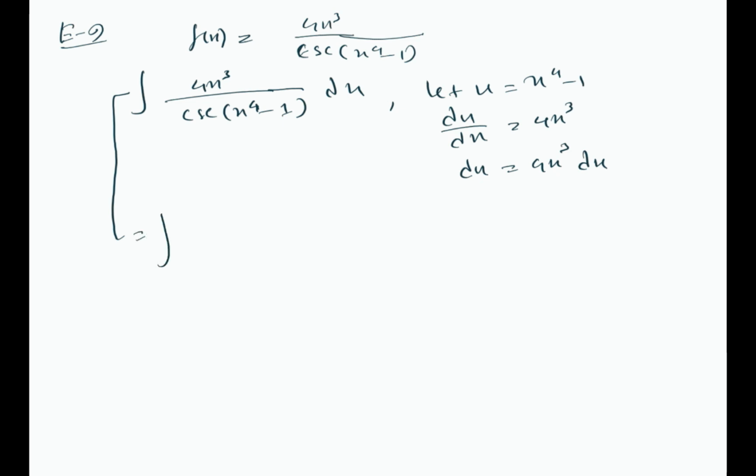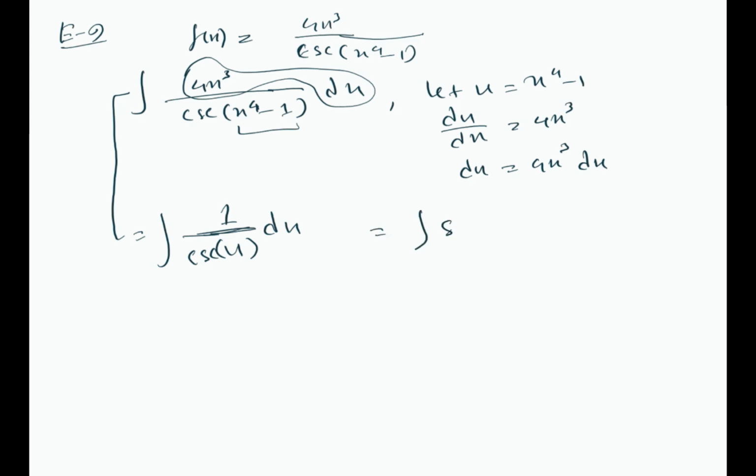See, this whole part is du, right? So this is du, and this part is u, so actually this is cosec of u. Now 1 over cosec of u is actually sine of u, or sine of x to the power 4 minus 1. Okay, so this is from the trigonometric rules, right? So we just have sine u du.